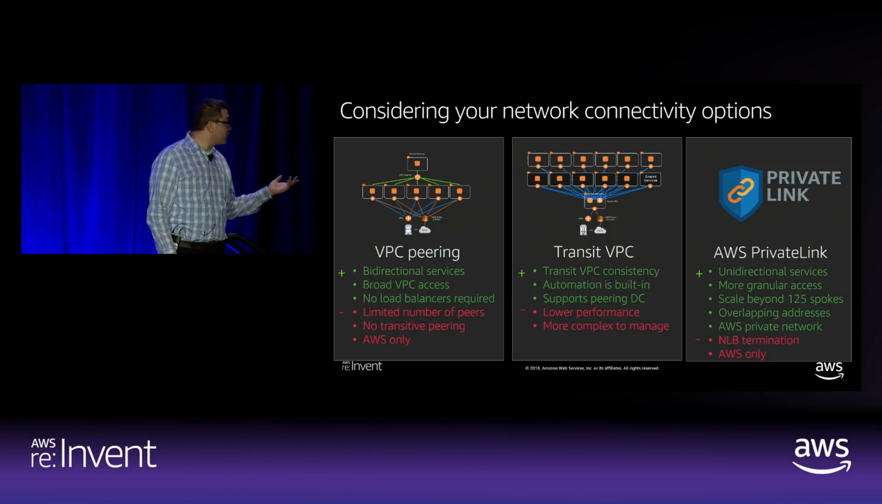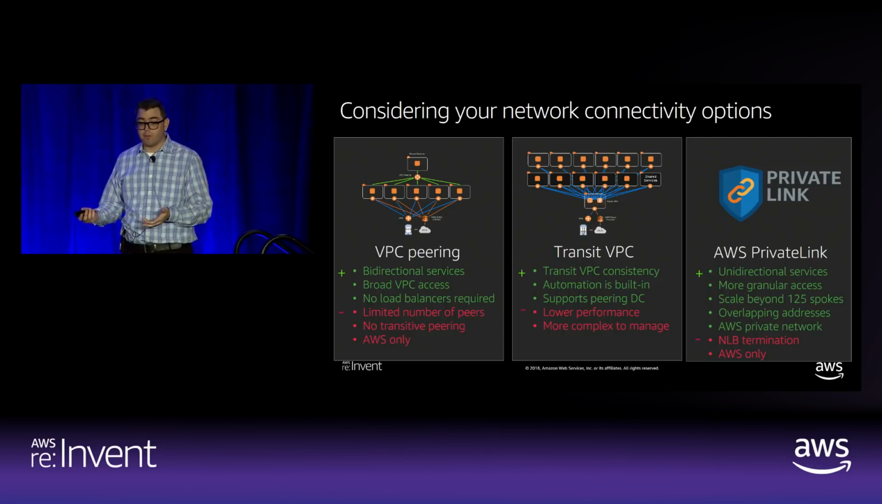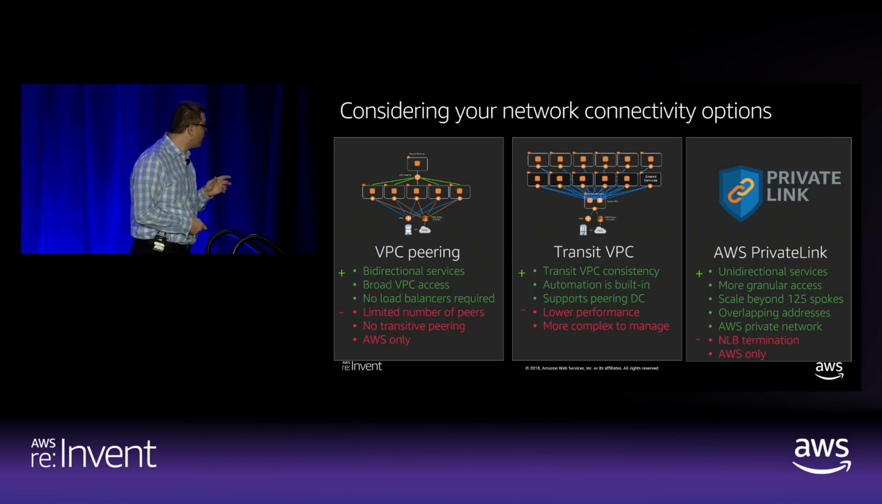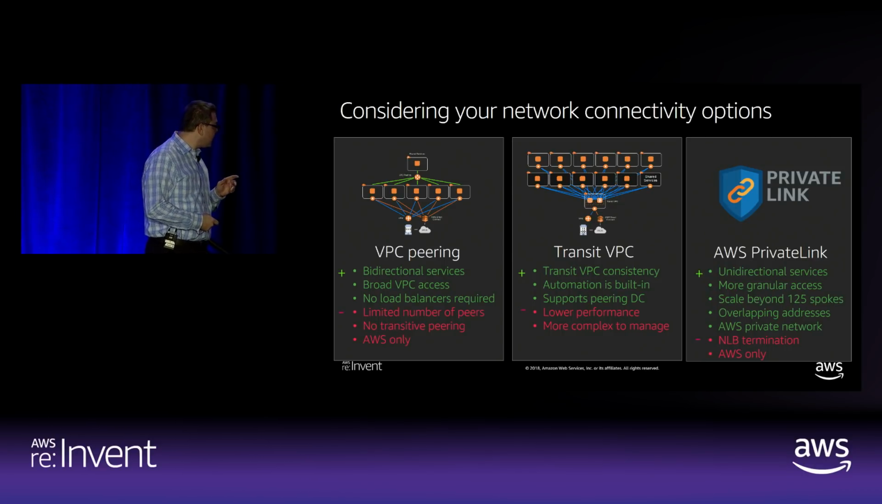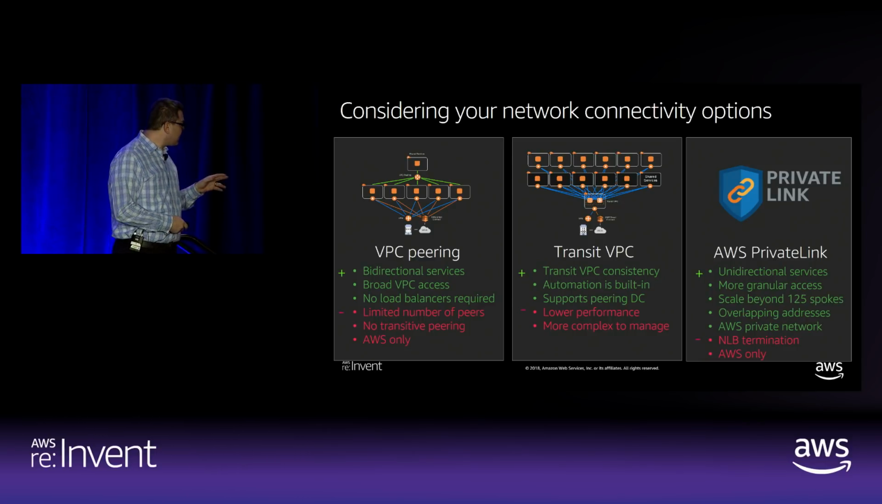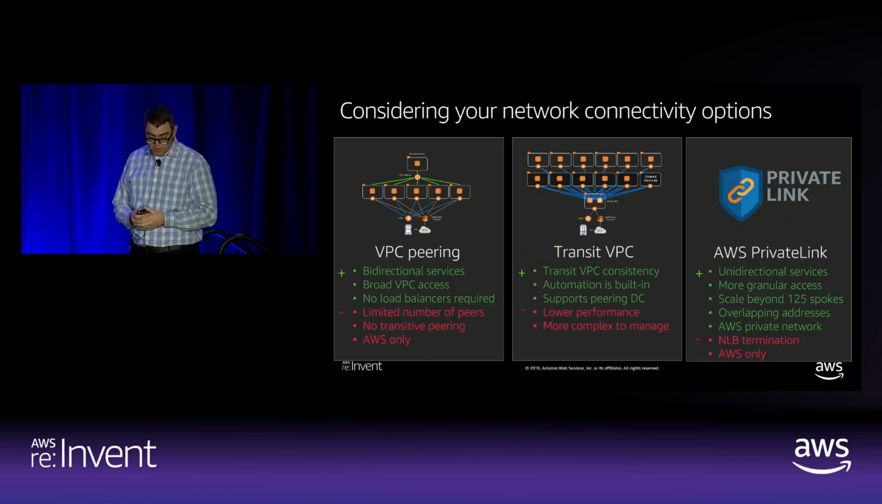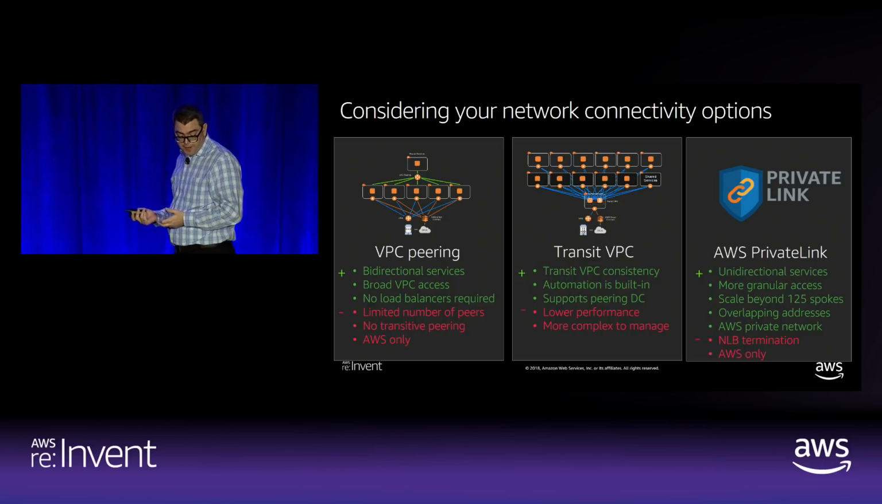So he talks about bidirectional capabilities in VPC peering, but that ultimately requires you to have a full mesh. And one of the challenges here is that there's a limited number of peers supported. Another problem is it's going to become a nightmare to manage when you have hundreds of peering connections. There's a limited number of peers, there's no transit peering, and of course it's AWS only.